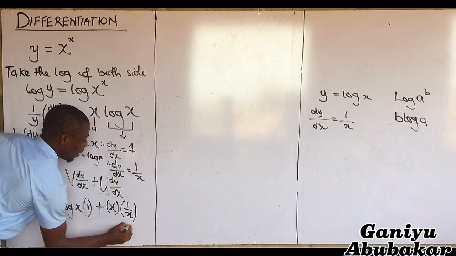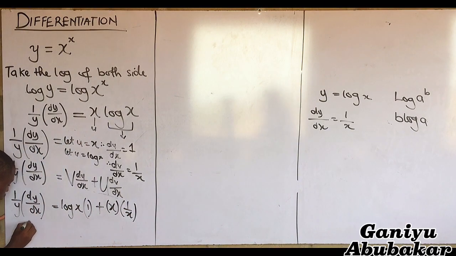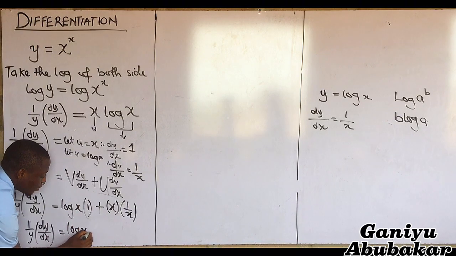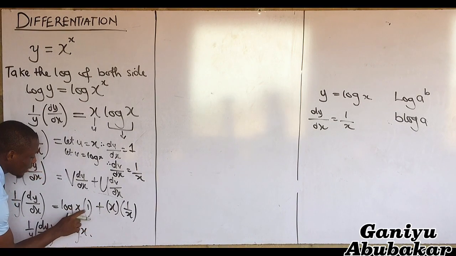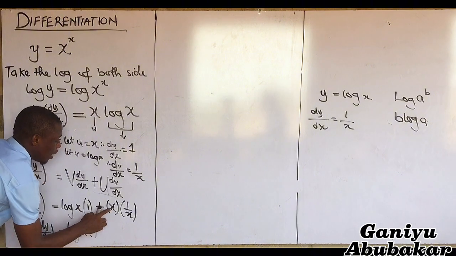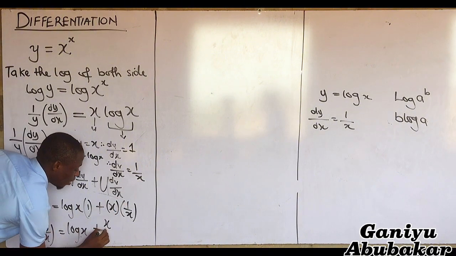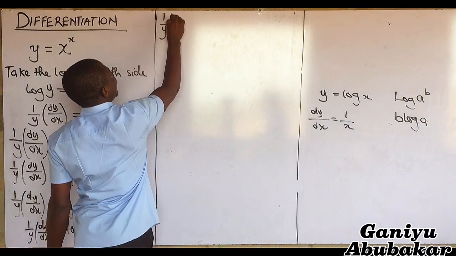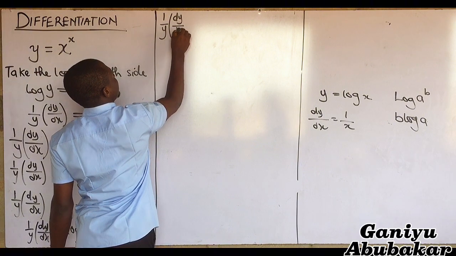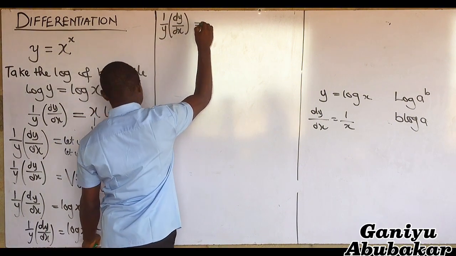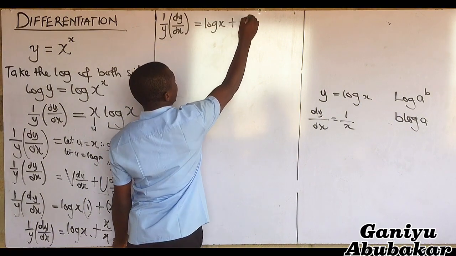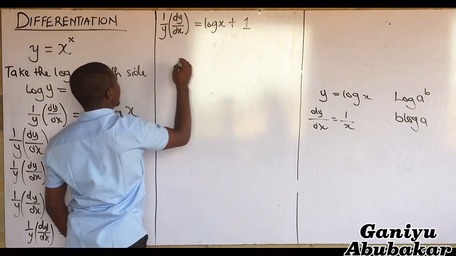1 over x. From here now, I'll have that 1 over y into dy over dx is equal to log x times 1, which is log x, plus x times 1 over x. From here, I'll have that 1 over y into dy over dx is equal to log x, as I have in this case. Next up, plus x divided by x, I'll have 1.